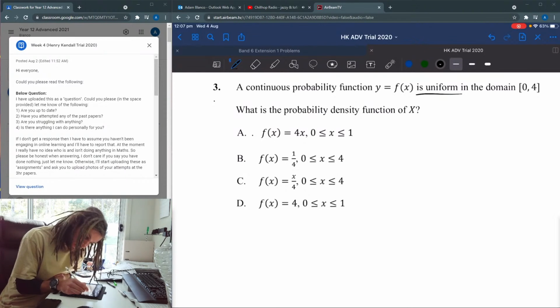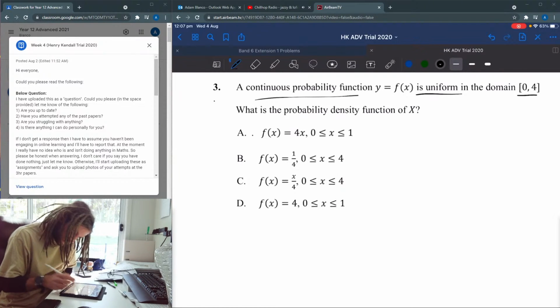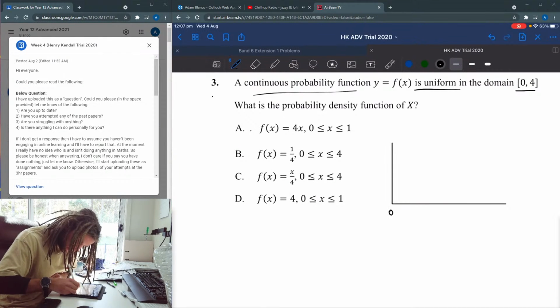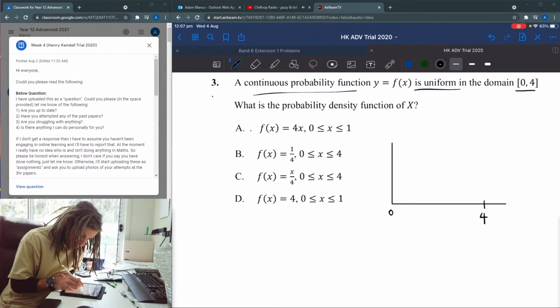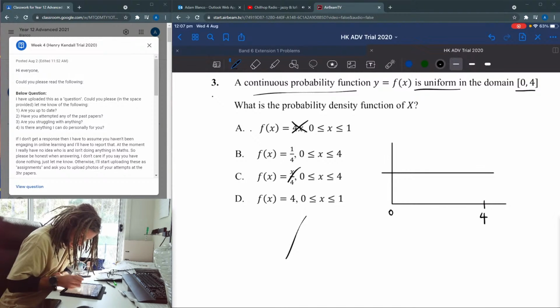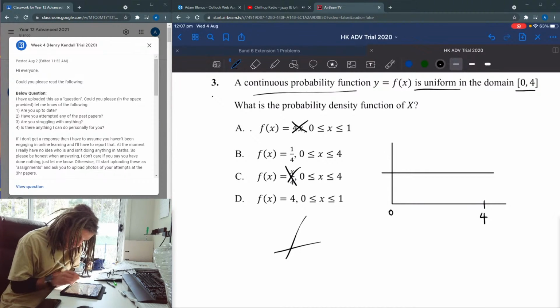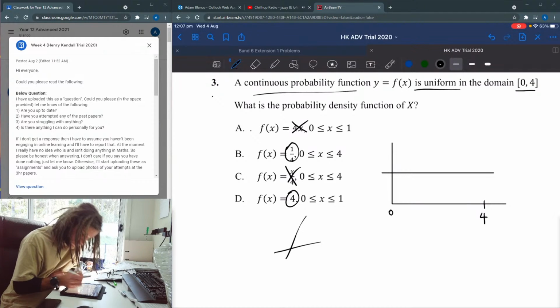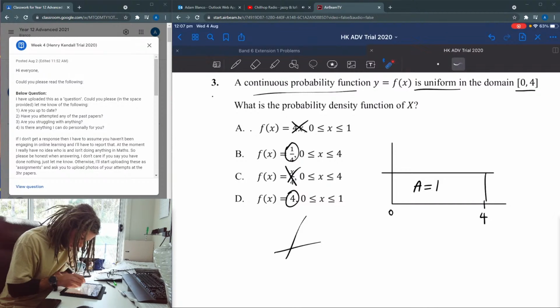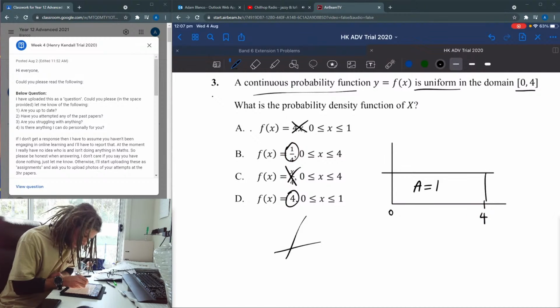Alright, uniform, domain, continuous probability. Okay, so I'm going to draw a quick thingo from 0 to 4. If it's uniform, that just means it's a straight line, which means it can't be that, because 4x is a diagonal line. So is that. That's a line like that. It's just whether or not this line is at 4 or a quarter. But keep in mind this area here has to equal 1. So if it was this one, that's 4 times 4, which is 16, so that can't be that. If it's a quarter, then it's a quarter times 4, which is 1, so it's that.